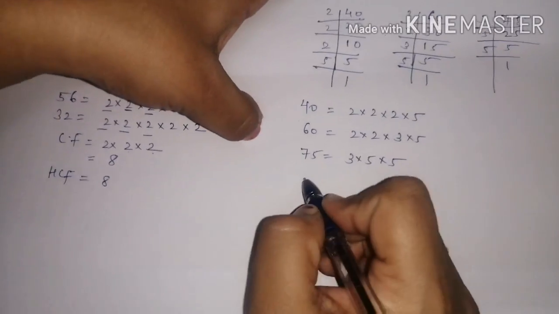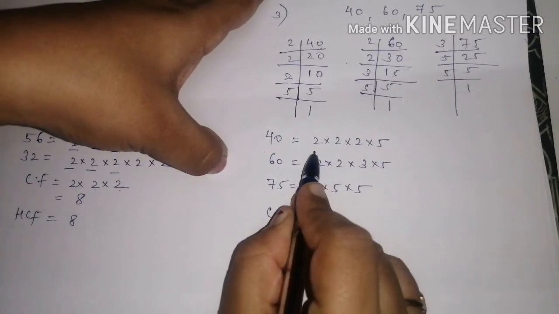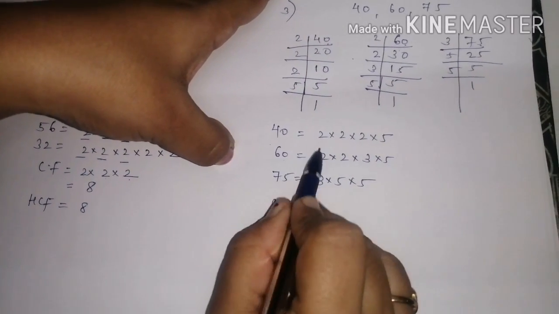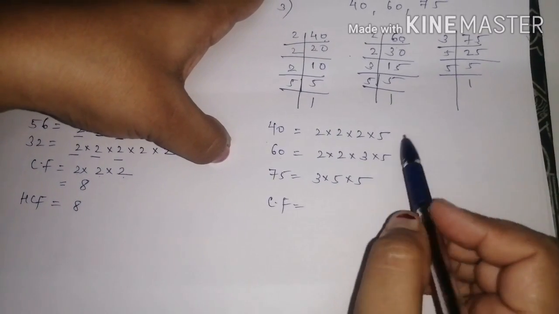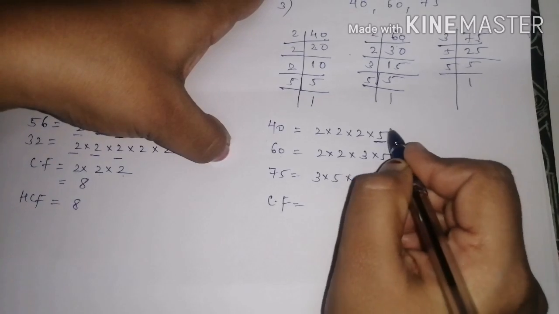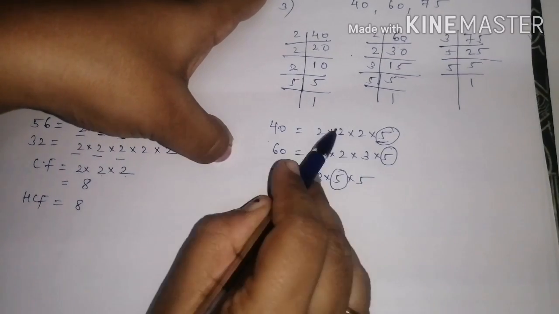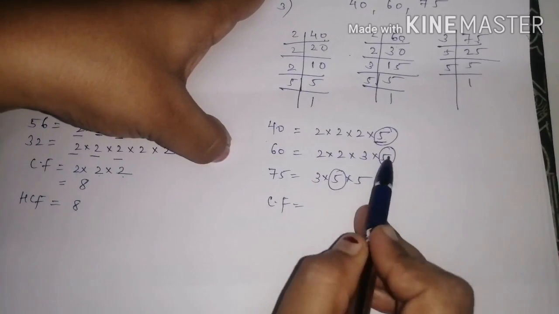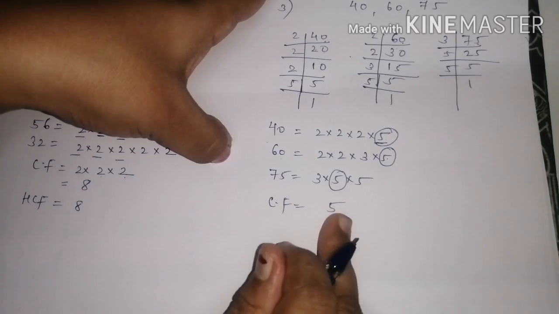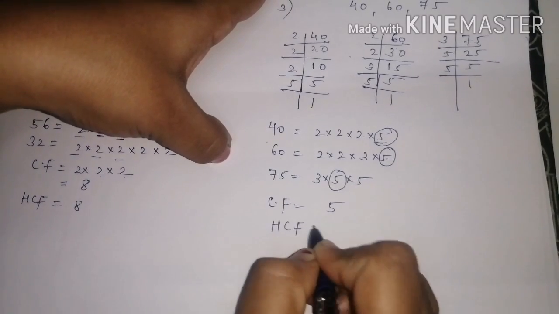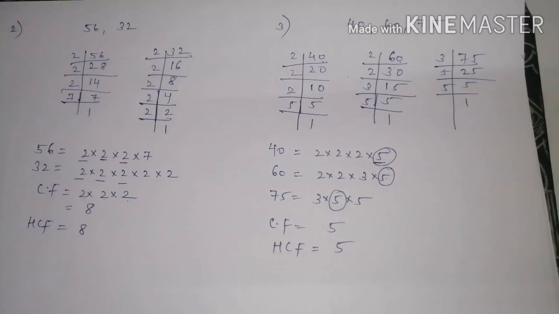So common factor. What is common in all the three numbers? 2 is not here in all. In this 2 are there, but in 75 2 is not there. Then 5. See this 5 is here. Here 3 is there, here 3 is there, but here 3 is not there. So only 5 is common in all the three numbers. So common factor is 5. If common is 5, then that is the highest common factor in all the three. So HCF is your 5.